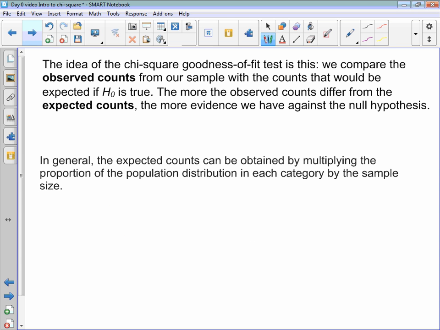So what we're going to do is look at the expected counts and compare them to the observed counts. And then we're going to do some math on it. In general, the expected counts can be obtained by multiplying the proportion of the population distribution in each category by the sample size.